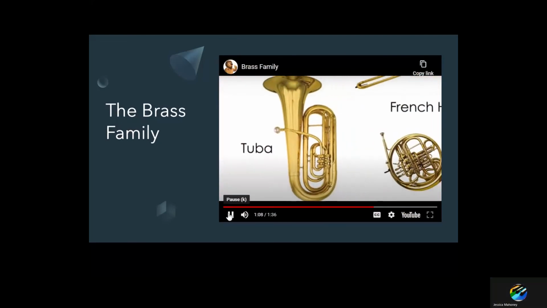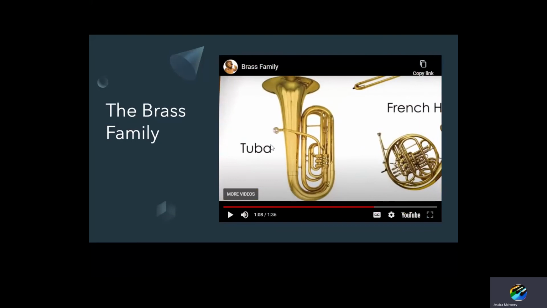Tuba. Tubas are very, very big. They have a big mouthpiece and they weigh over 50 pounds. They are very heavy. They play very low notes.